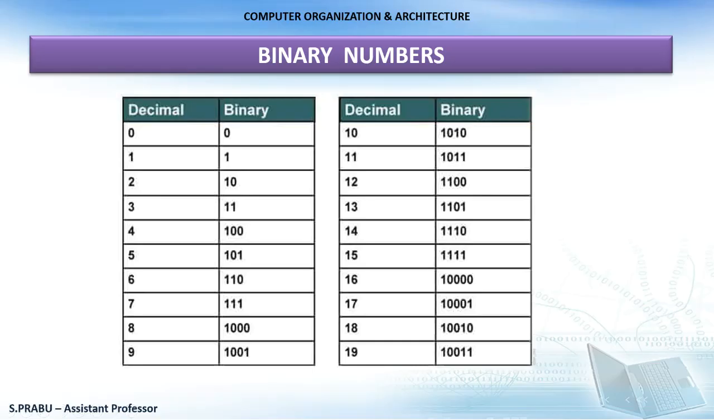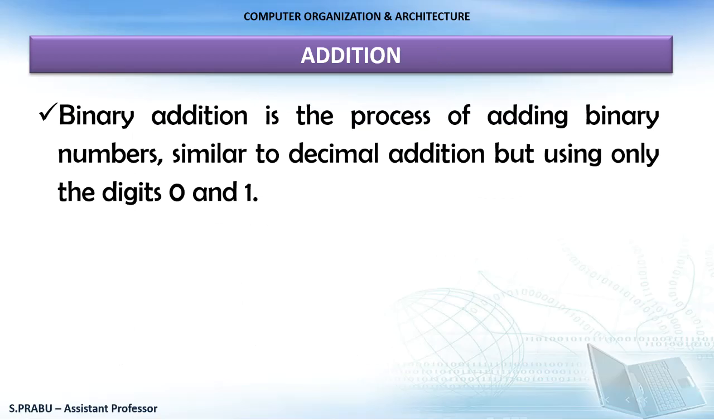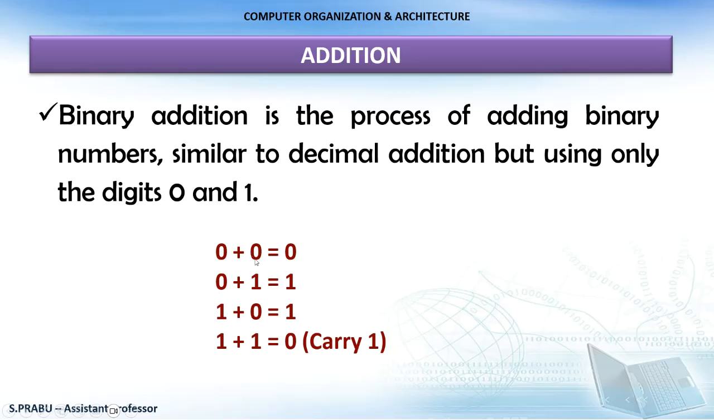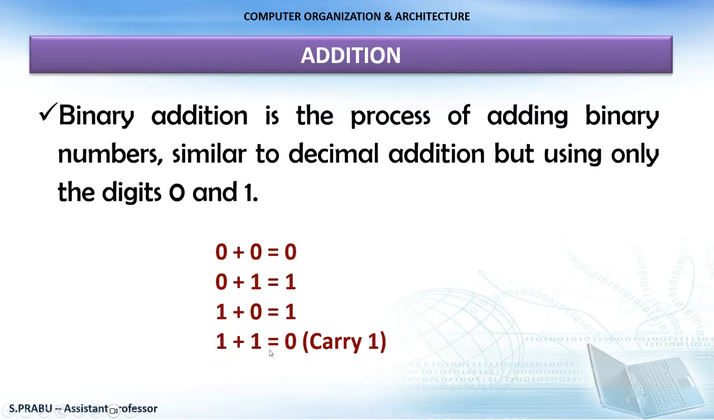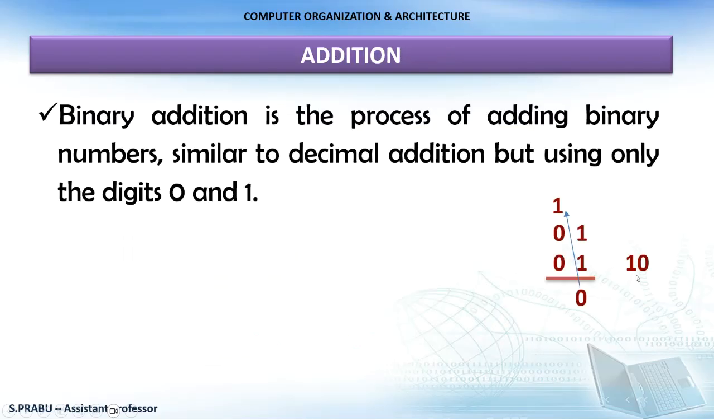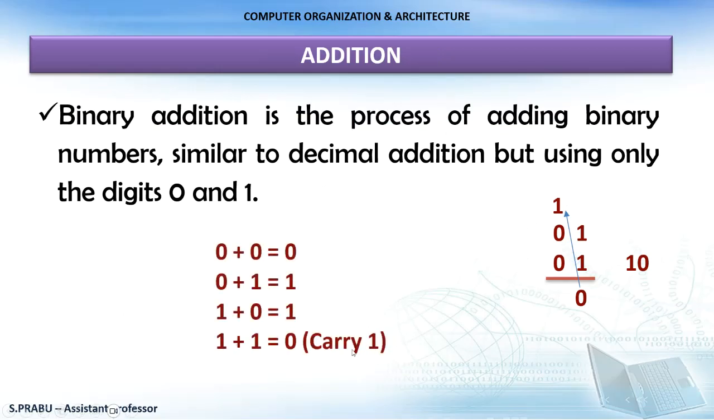Binary addition is the addition of any two numbers, each 0 or 1. When we add 0 plus 0, we get 0. 0 plus 1 is 1. 1 plus 0 is 1. We know that after the value 1, the next number is 10. So 1 plus 1 is 10. Write the 0 here and carry the 1 into the left-hand side bit. So this number is called carry. This is the meaning of the fourth rule.